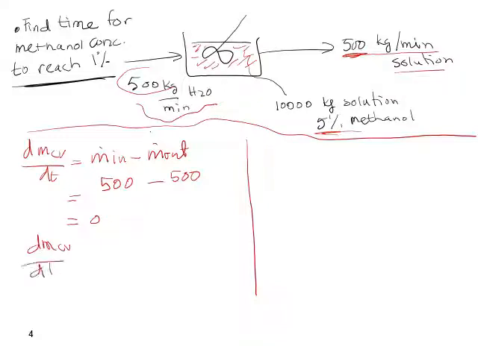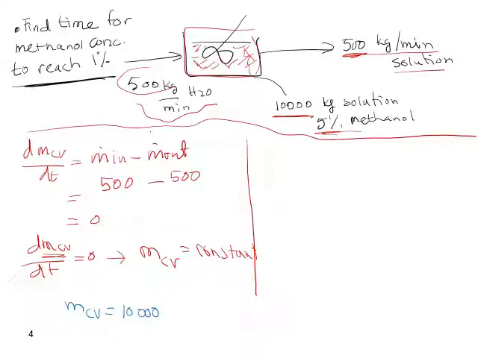So dm_CV/dt equal to 0, which means that m_CV is equal to a constant, because there is no change. The change in the mass in the control volume is equal to 0, which means m_CV is constant. And actually, this is obvious, since 500 is going in, 500 is going out. So we know that what is inside our control volume is 10,000. So from here I can conclude that m_CV is equal to 10,000 kilograms.